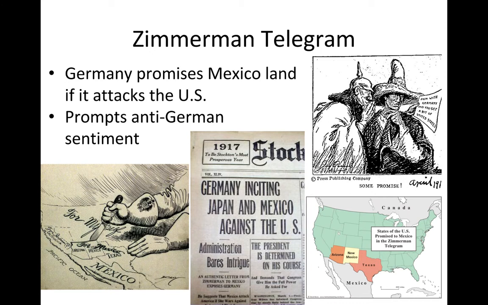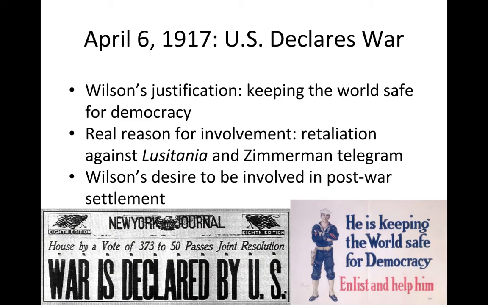What it did first, because of course it made news headlines, was it increasingly prompted outpourings of anti-German feeling throughout the United States. Also, this is a huge military threat, because if Mexico were to attack the United States, then the war would actually move to the United States' backyard. It's much easier to remain neutral when the war was an ocean away. And so the Zimmerman telegram was a major threat to the United States, and this is ultimately going to be what convinces Woodrow Wilson to get Congress to authorize declaring war on Germany.